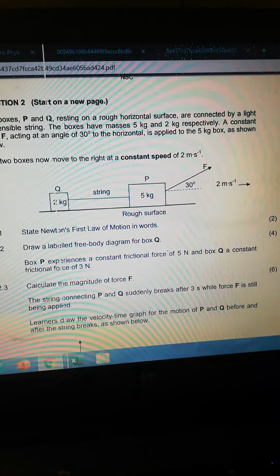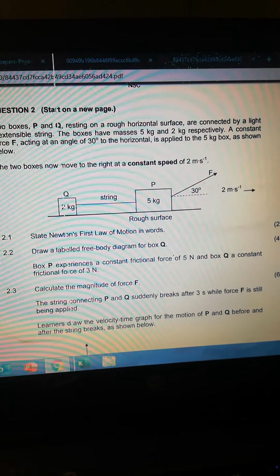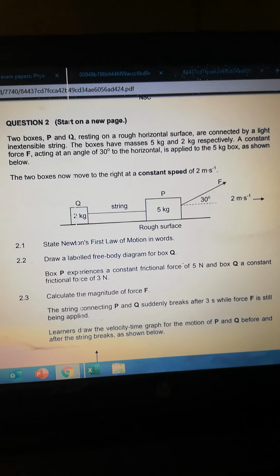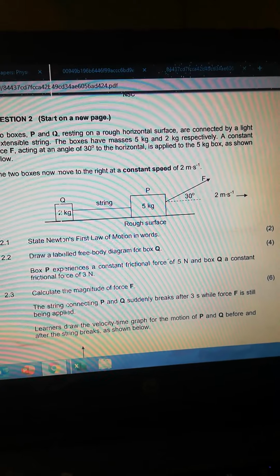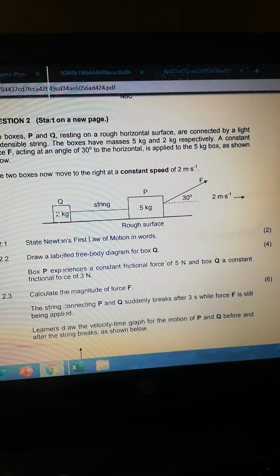Okay, welcome back. Earlier on our Facebook page, I posted this question paper, or these problems. So now I just want us to quickly work on this problem to quickly get solutions.